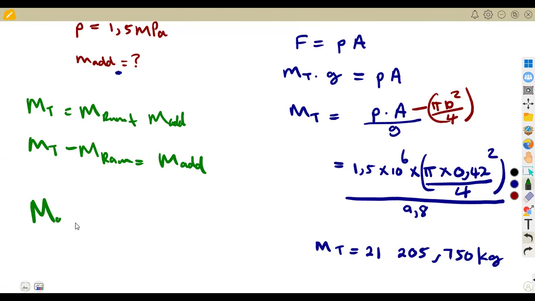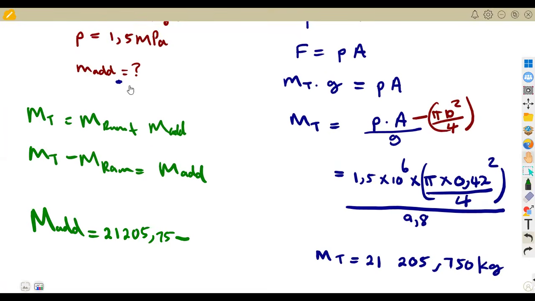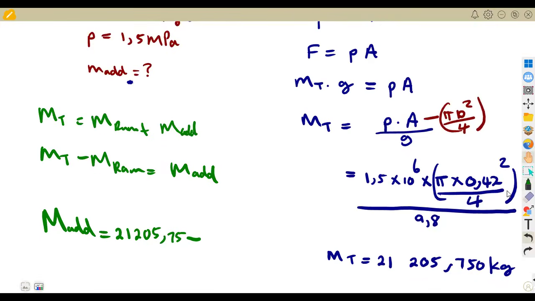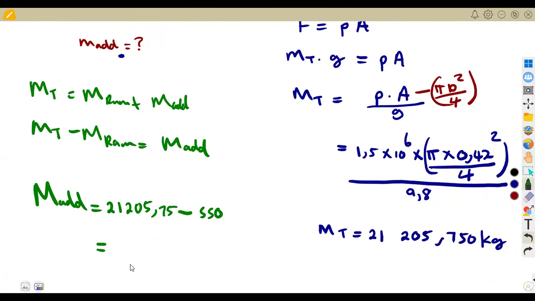The additional mass in this case is going to be the total mass, which is the one that we calculated from the total pressure. That is the one that is supposed to accommodate. All right? That's 0.75 minus the mass from the RAM. We are given that the mass of the RAM is 550 kilograms. So if we subtract this, we obtain the additional mass in order for us to obtain that pressure. That is the idea of the question.